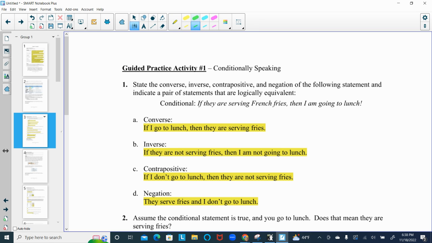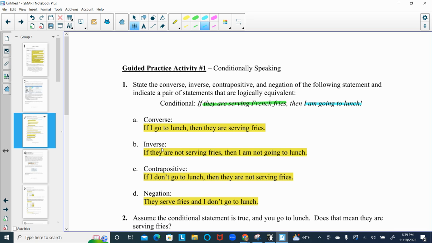And I want to use a different color. So they are serving French fries. That's my hypothesis. I am going to lunch. That is my conclusion. So you can see here, "I go to lunch" comes first in the converse. "They are serving fries" comes second. These two just got swapped.